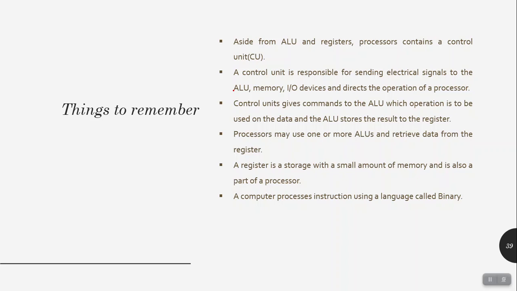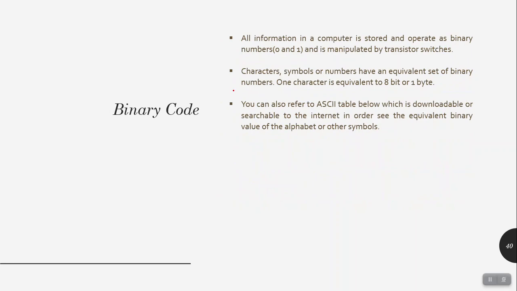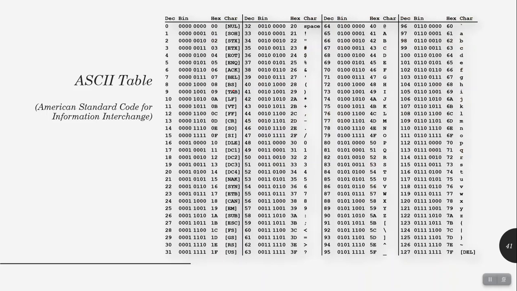A computer processes instructions using a language called binary. All information in a computer is stored and operated on as binary numbers, or 0 and 1, and is manipulated by transistor switches. Characters, symbols, or numbers have an equivalent set of binary numbers, and one character is equivalent to 8 bits or 1 byte. You can also refer to the ASCII table below, which is downloadable or searchable on the internet, in order to see the equivalent binary value of the alphabet or other symbols. So it looks something like this.